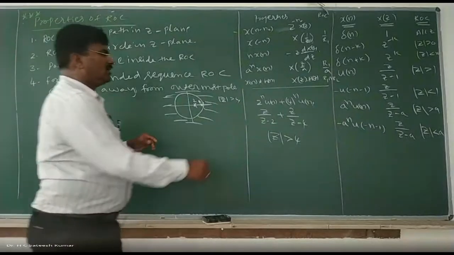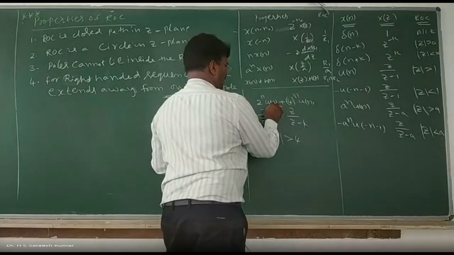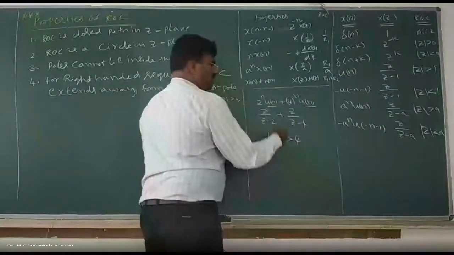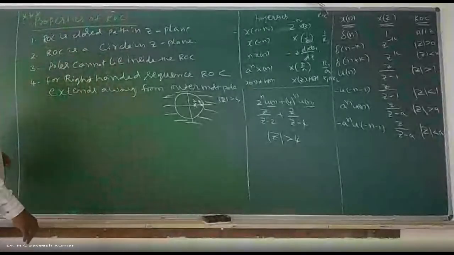What do you mean by right-handed? Right-handed means ranging from 0 to infinity, that is, u of n is there, plus n. In such situations, ROC extends away from the outermost pole.